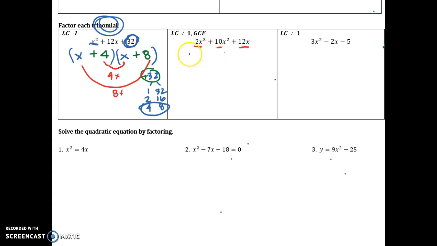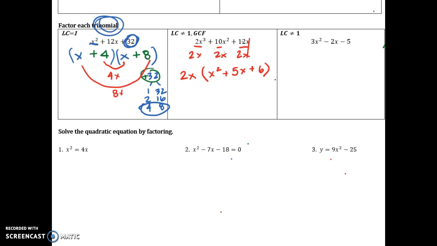Notice all 3 of these things are all divisible by 2, and they're all divisible by an x. So I have 2x, and then x squared for this guy. 10 divided by 2 is 5. X takes out that x, so you have another x. The x is canceled. 12 divided by 2 is 6.